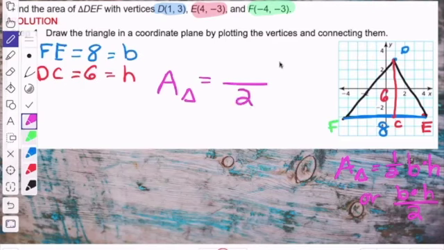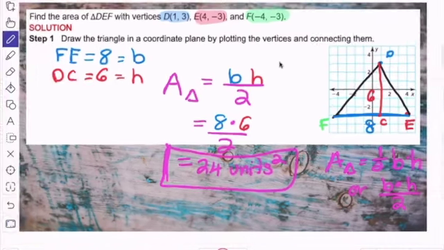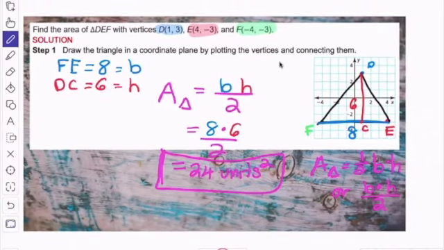So now I can solve my formula. Remember, base times height divided by 2 is the same as 1/2 base times height. So I can do 8 times 6 divided by 2, and that's going to give me my answer for the area of this triangle, which is 24 units squared. Remember, that's units because I haven't been given, like, it doesn't say that this is 8 meters or anything.